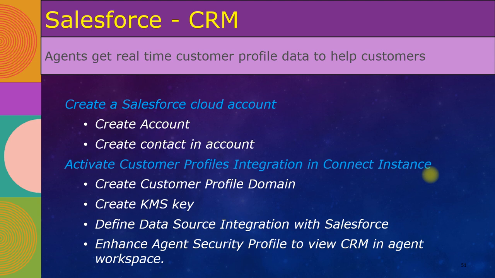How do you do it? You create a Salesforce cloud account. You create a contact in the account, and then you activate customer profiles integration in your Connect instance. So you're looking at your instance and you go to the customer profile section. You create a customer profile domain. You say yes to KMS keys and make sure everything's encrypted. You define a data source integration with Salesforce, which means you're going to use OAuth 2 to connect to Salesforce. And then that connection between Amazon Connect and Salesforce allows the user profile to get pulled.